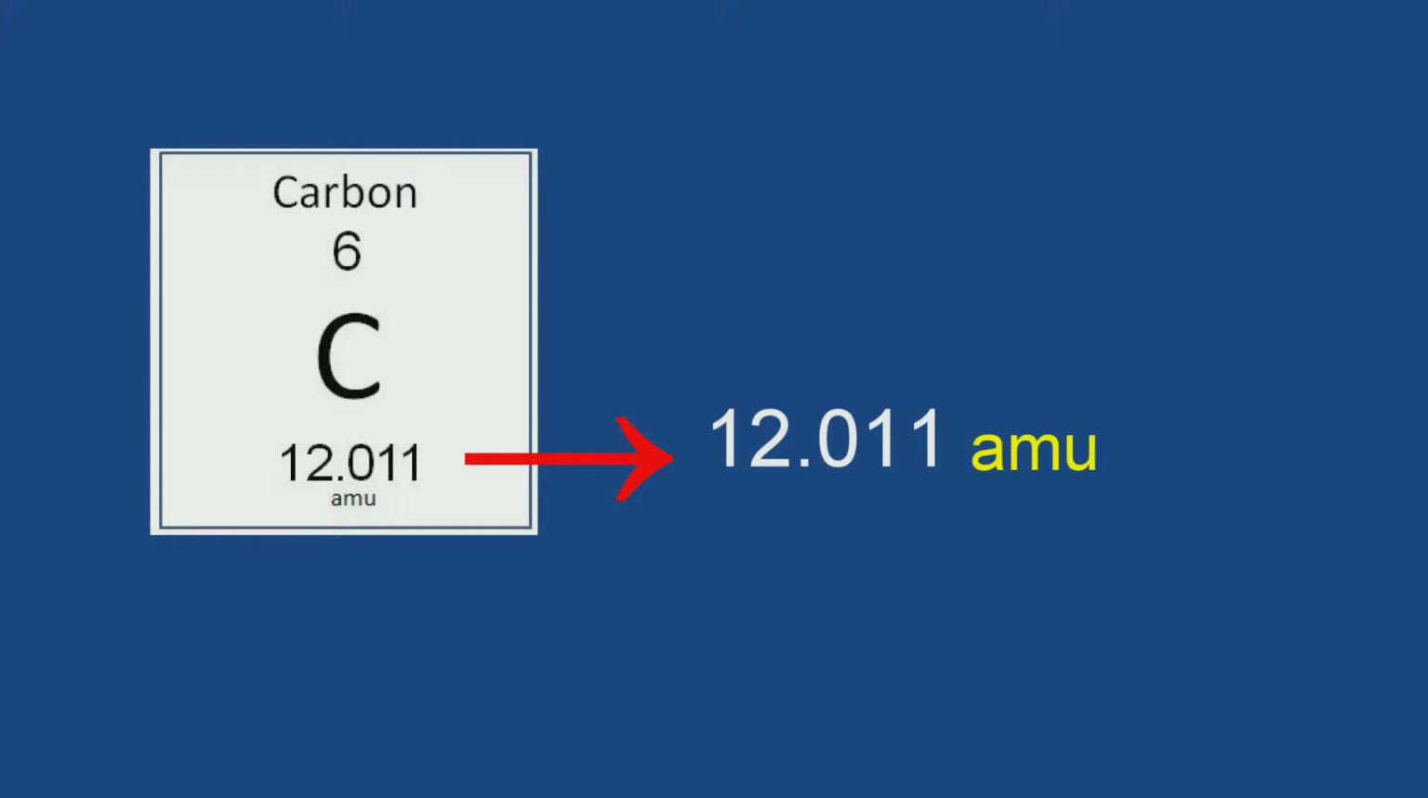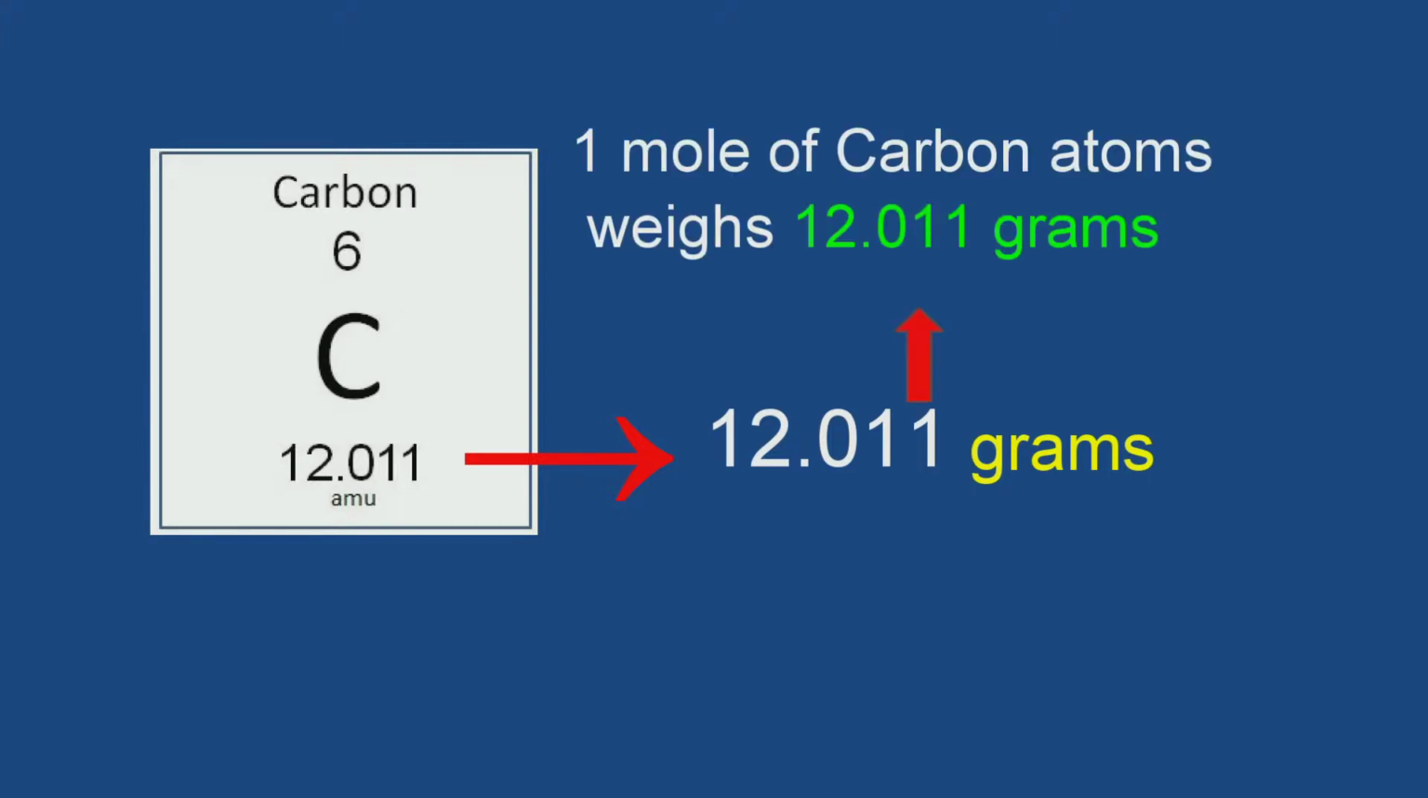Watch this trick. If you erase the AMU and write in grams, you have the weight of 1 mole of carbon atoms. 1 mole of carbon atoms weighs 12.011 grams. At this point, we are not going to try to understand why this works. You can look that up later. For right now, we just want to make sure that we know how it works. So let's try another example.